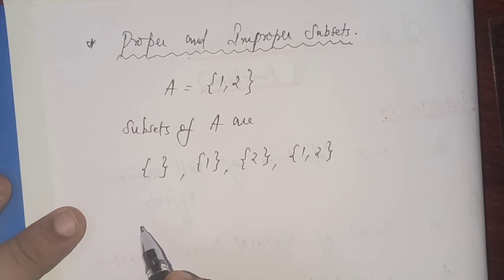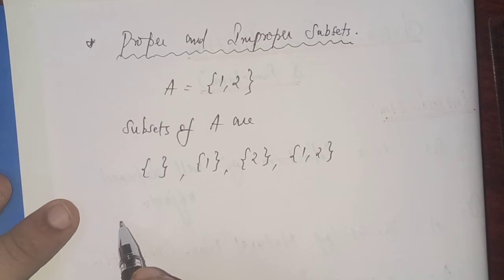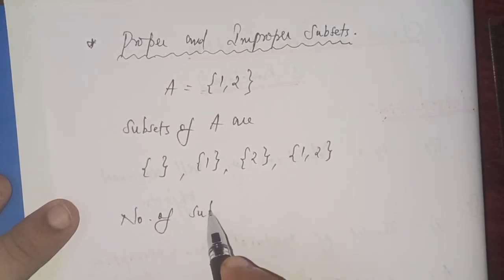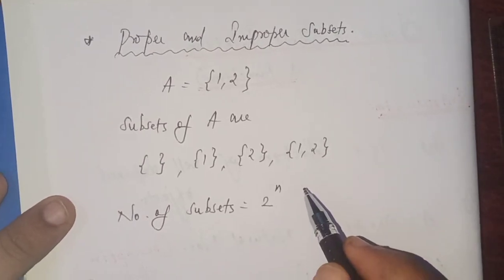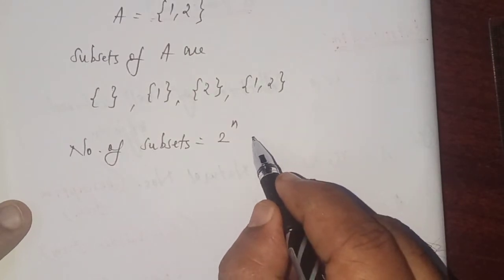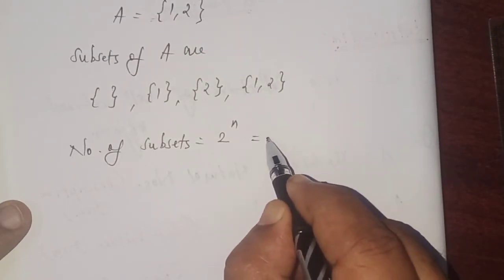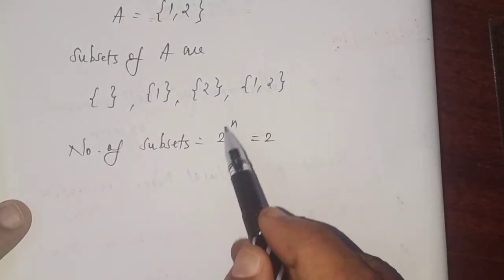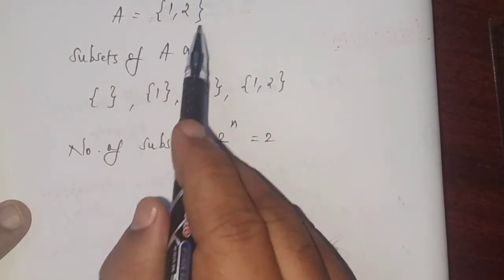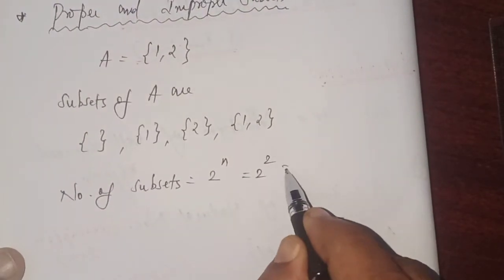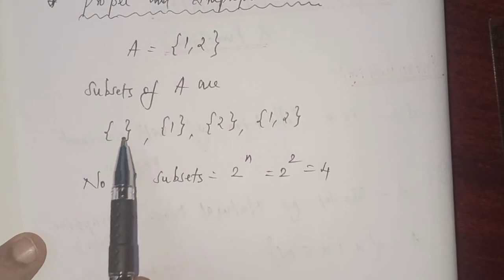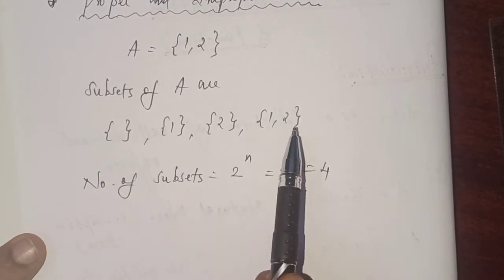See, for getting the subsets, there is a formula. Number of subsets is equal to 2 power n. That's a formula. N represents the number of elements in the set A. How many elements are there? 2 elements. Write 2 over here. 2 twos are 4.